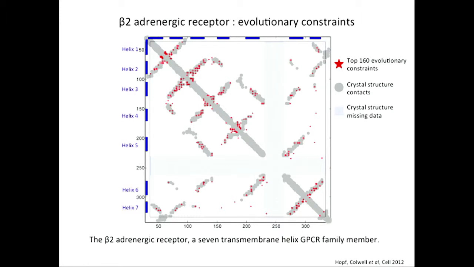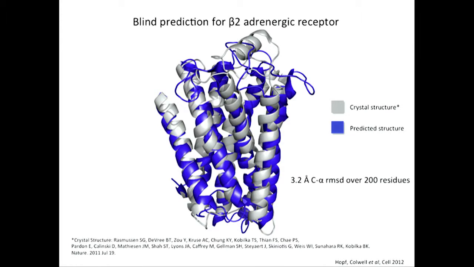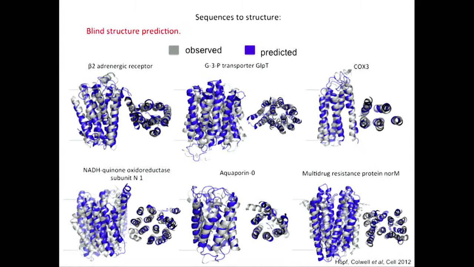So of course, first we trained on examples where people have solved the structure. This is a beta-2 adrenergic receptor. You can see that this is the contact map overlay. We're doing fairly well at finding these contacts, and this is the resulting crystal structure. And this is a nice result, to be around 3 angstroms RMSD for this large protein. You can see that there's a fair amount of disagreement at the top. But again, this is a case where we had a lot of sequences, and it worked fairly well.